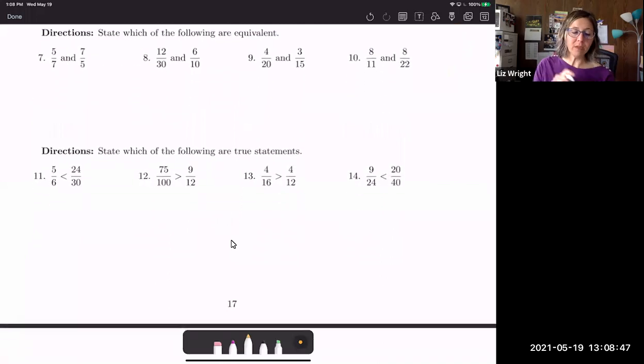So you need to show your work and do some steps here showing me how you determined they were equivalent or not. And then for this last portion down here, it says state which of the following are true statements. So again, show your work for showing me how you have determined that these are true statements or that they're false statements.